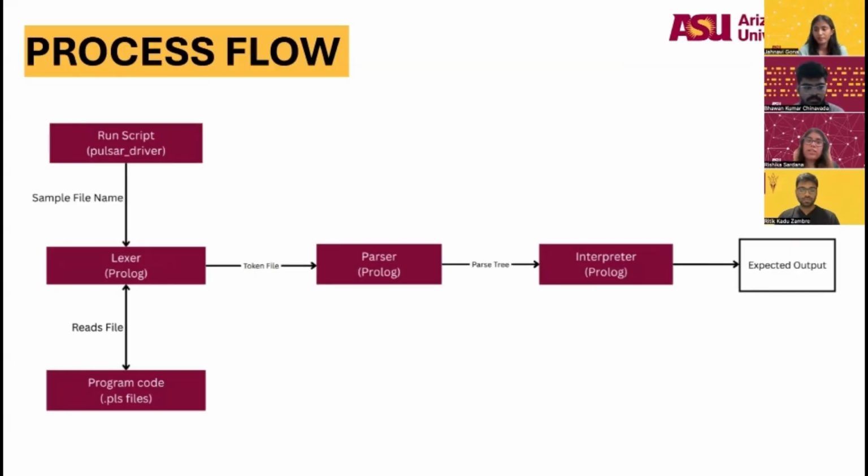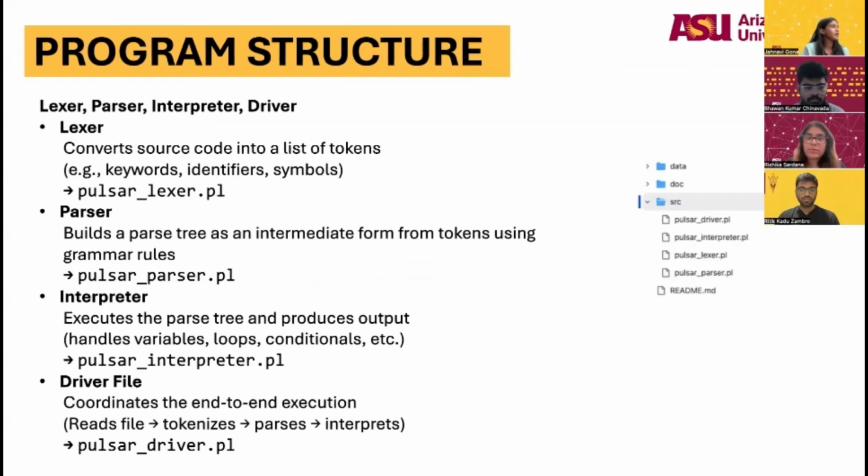Now, Janvi will continue. Moving on to program structure. We have 4 modules: lexer, parser, interpreter, and driver. The lexer converts the input, which is source code, into a list of tokens. The parser takes the tokens as input and builds a parse tree, which is then passed to the interpreter. The interpreter takes the parse tree, executes it, and produces an output. And the driver file coordinates the end-to-end execution of all these modules.